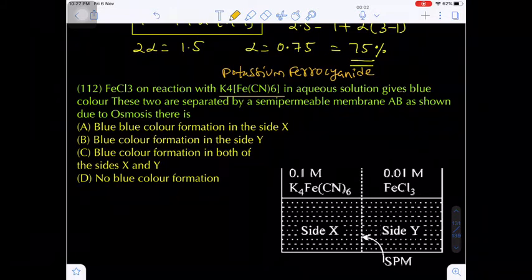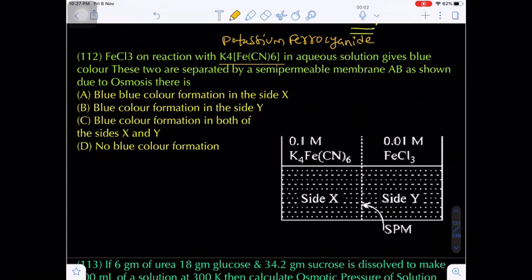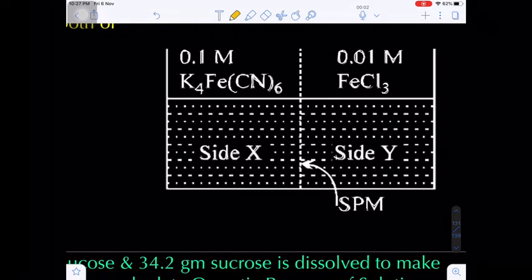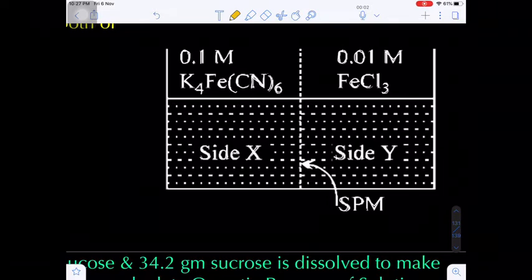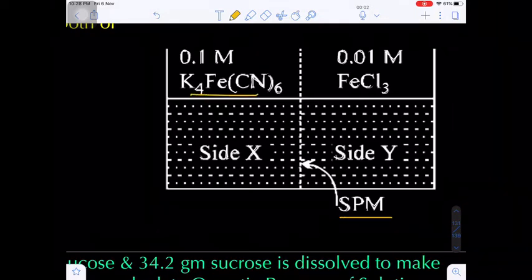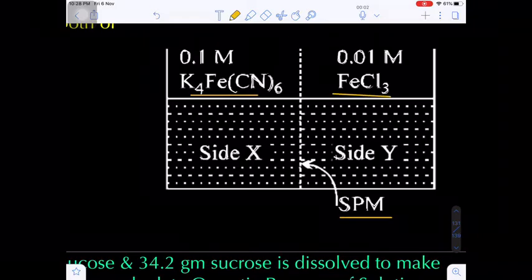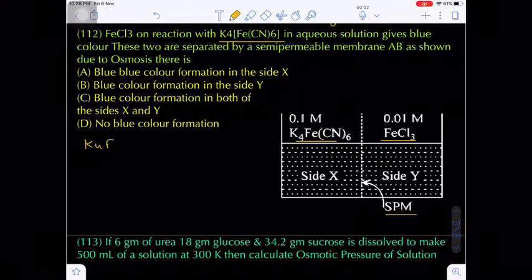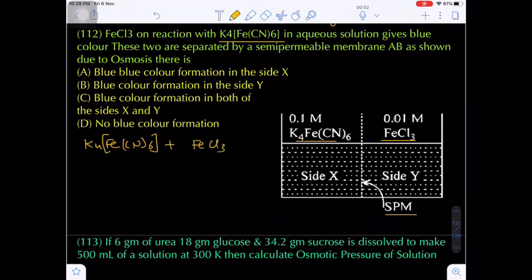When these two are separated by a semi-permeable membrane AB as shown in the figure, due to osmosis. Now in this diagram, on the left hand side is container X and the right hand side is Y. In between them there is an SPM, called a semi-permeable membrane. On the left hand side potassium ferrocyanide is there, on the right hand side ferric chloride is there. Suppose these two solutions are combined, that means potassium ferrocyanide combining with ferric chloride, then what happens?